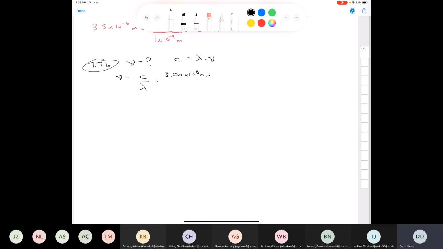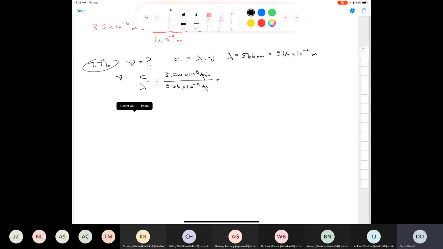They told us that our wavelength is equal to 566 nanometers, which is the same thing as saying 566 times 10 to the negative 9 meters. So we're going to put that in our denominator. Meters cancel out. So we take 3 times 10 to the power of 8 divided by 566 times 10 to the power of negative 9.